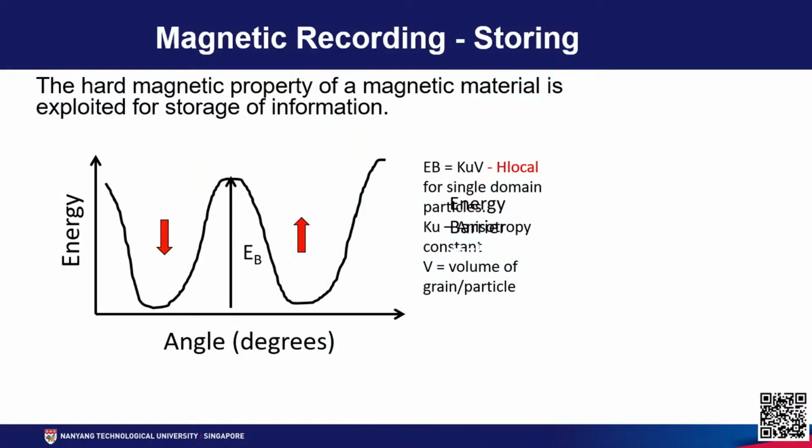So, this brings us to the question that you asked earlier. When you have only one grain, the energy barrier is proportional to K_u V, but when you have many grains, each grain will see some local field, and that local field will reduce the energy barrier a bit. Okay. Yes.